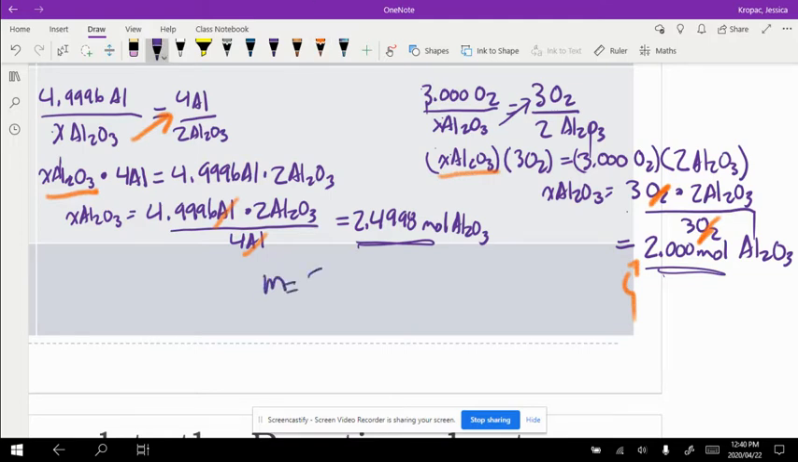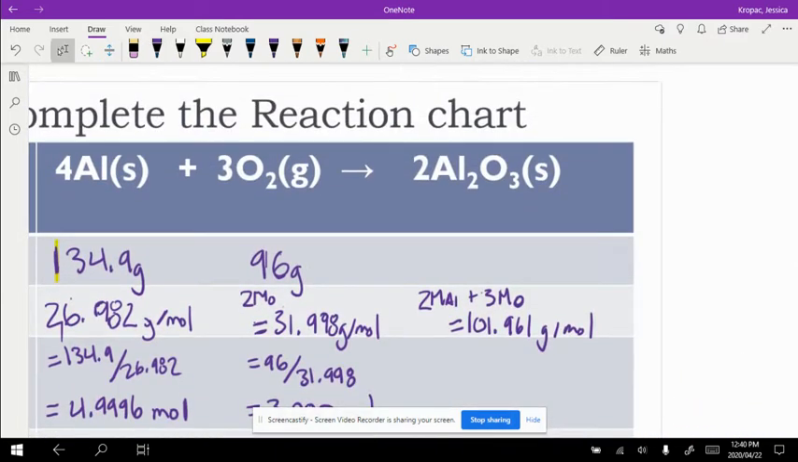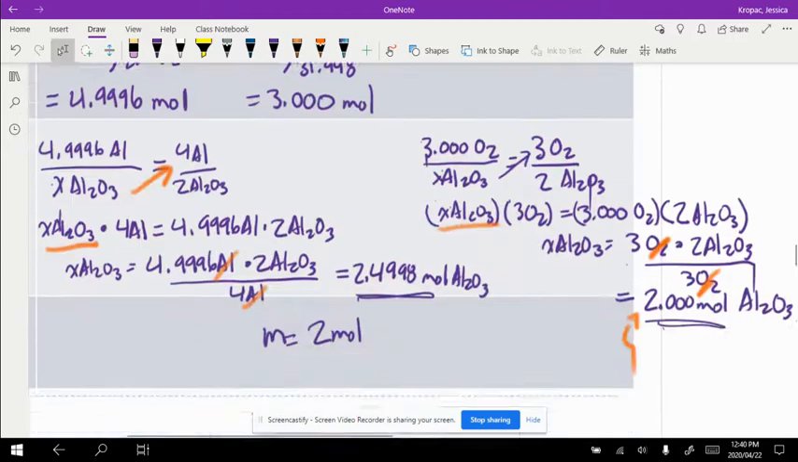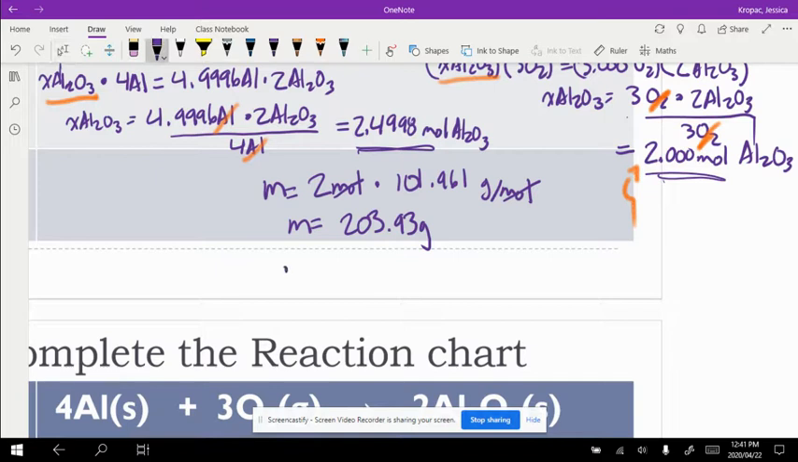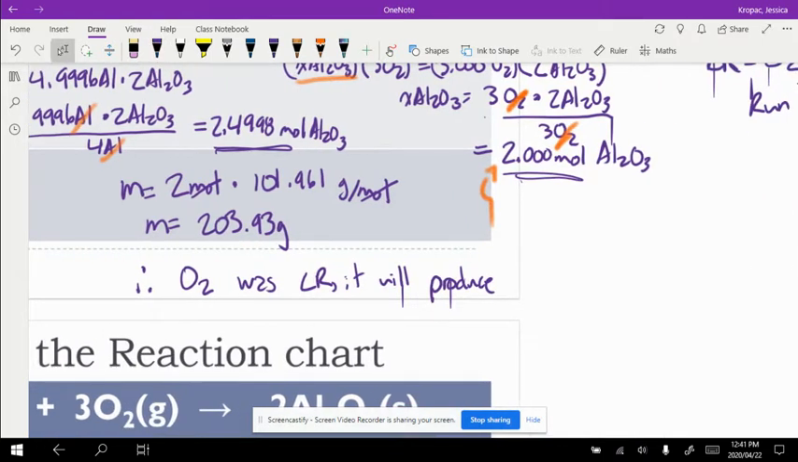So my mass is going to be equal to 2 moles. I need my molar mass of aluminum oxide. I actually already calculated that at the very beginning. It's 101.961. Here, I've included the units, so you can see they're going to cancel out. My mass is going to be left with 2 times 101.961. That's going to give me a grand total of 203.93 grams. So overall, oxygen was the limiting reagent, and it will produce 203.93 grams of what was our product?